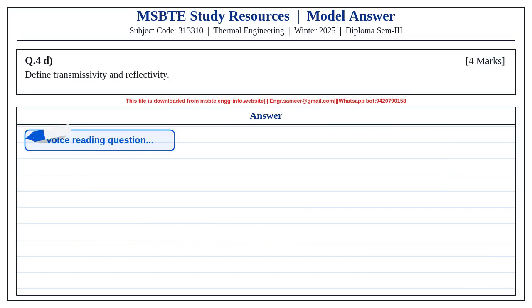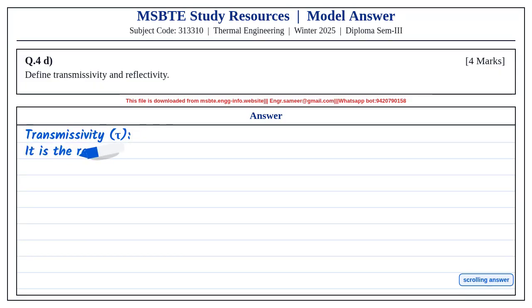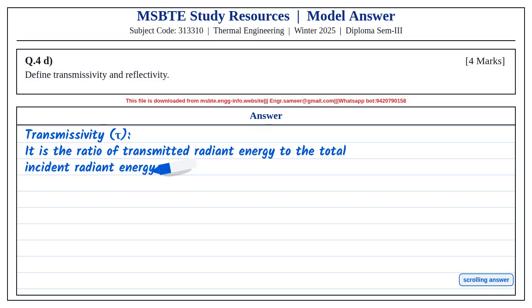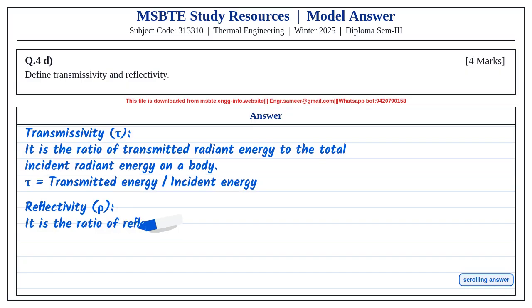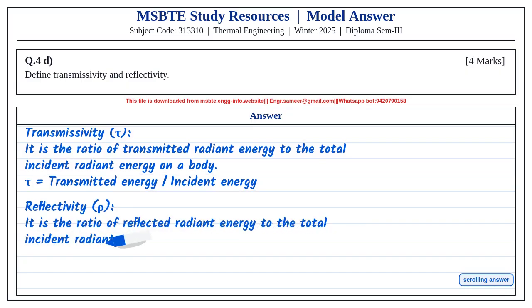Question 4d. Define transmissivity and reflectivity. Transmissivity is the ratio of transmitted radiant energy to the total incident radiant energy on a body. It is denoted by tau. Reflectivity is the ratio of reflected radiant energy to the total incident radiant energy on a body. It is denoted by rho.